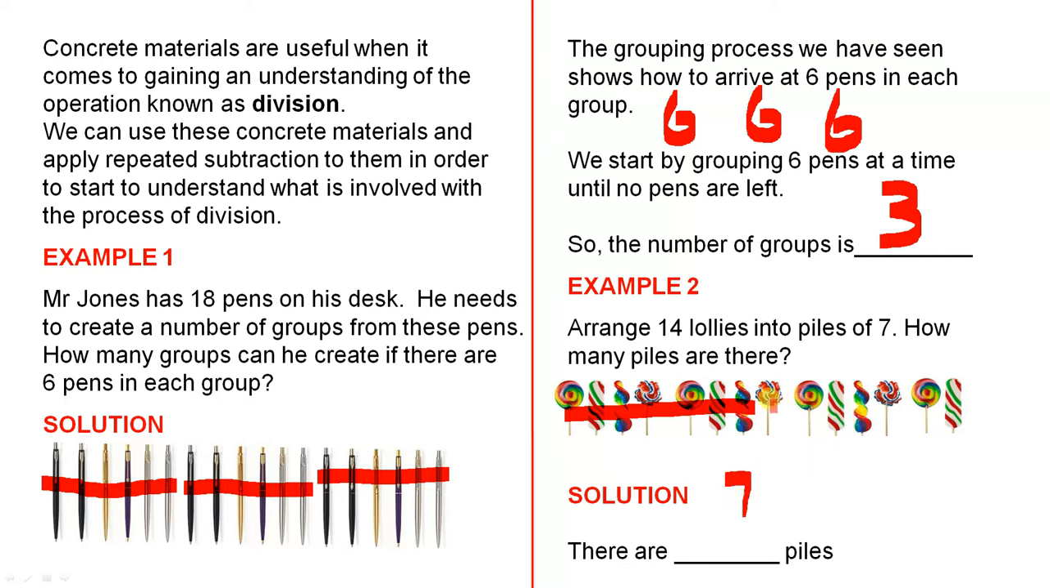Let's have a look how many are left. 1, 2, 3, 4, 5, 6, 7. So all we do then is take away those 7. And here, look. There are 2 piles. Okay? One pile of 7 and another pile of 7.